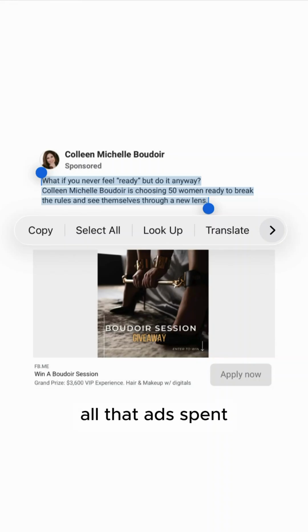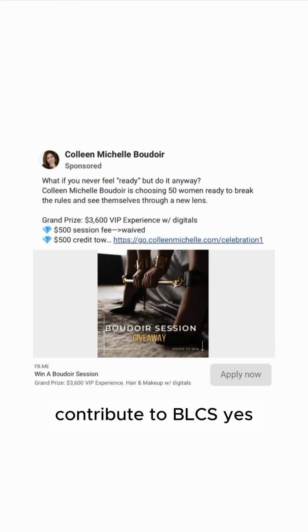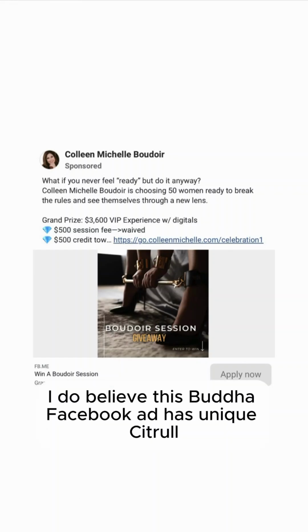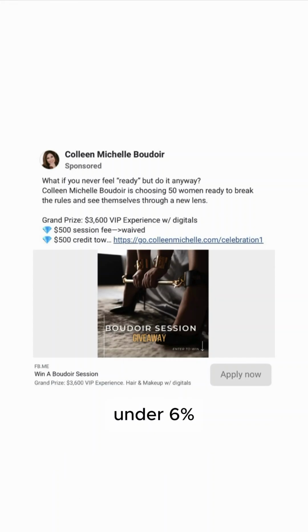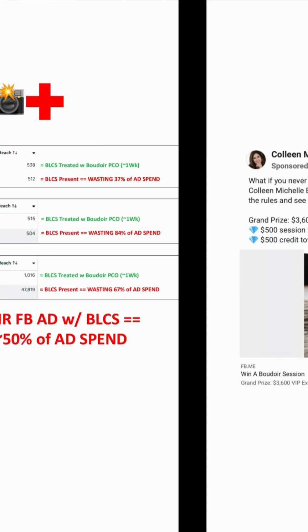So looking at these three things that contribute to BLCS, yes, I do believe this Boudoir Facebook ad has a unique CTR under 6%. Therefore, yes, I do believe it has BLCS, aka Boudoir low click syndrome.